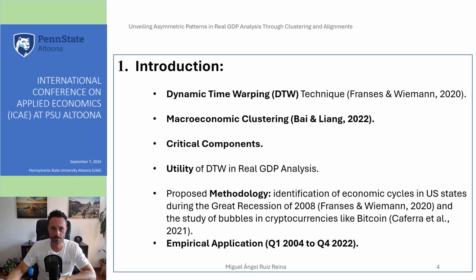In this presentation, I will explain dynamic time warping and how it helps analyze macroeconomic time series, particularly identifying alignments and behaviors like recessions and recoveries. DTW allows us to find patterns in key economic variables like GDP and investment, providing insights into different countries' responses to financial crises. We apply this technique to real GDP data from 48 countries, covering the period from 2004 to 2022, to propose a method for determining the optimal number of clusters, ensuring internal consistency within them.